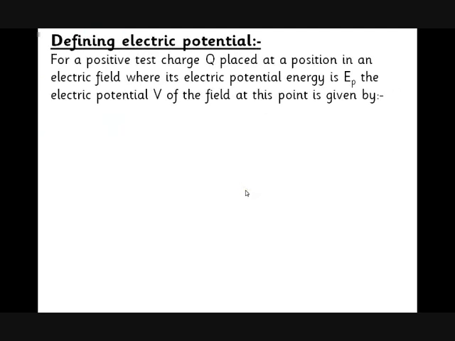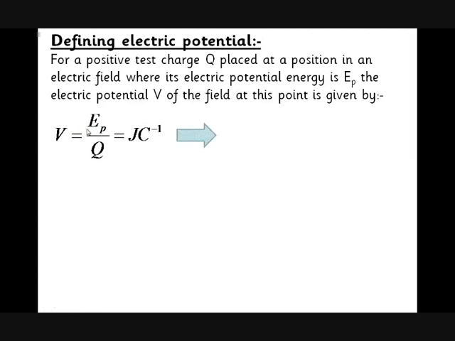So if we define it for a positive test charge Q, remember in electric fields we always define things in terms of a positive test charge. For a positive test charge Q placed in a position in an electric field where its electric potential energy is EP, the electric potential V of the field at that point is given by V equals the potential energy divided by the charge.